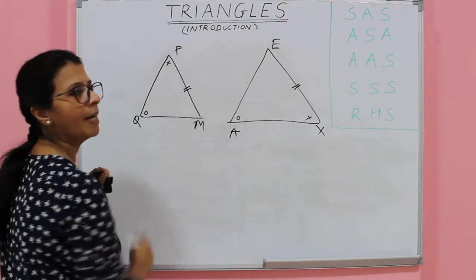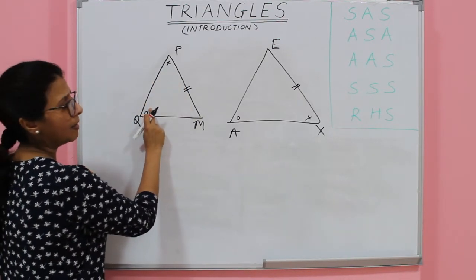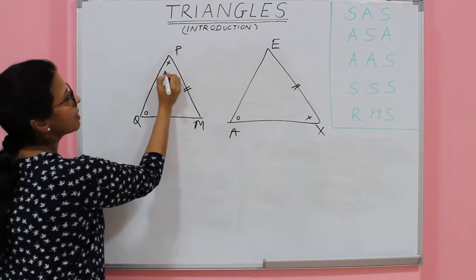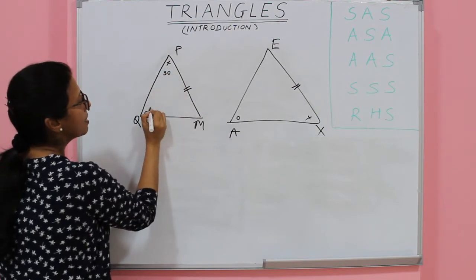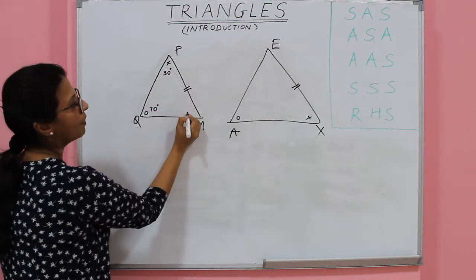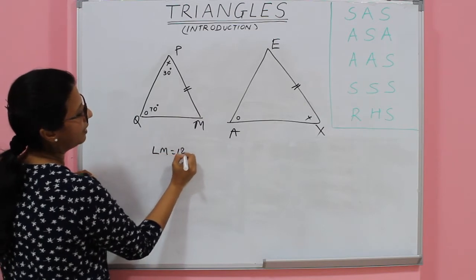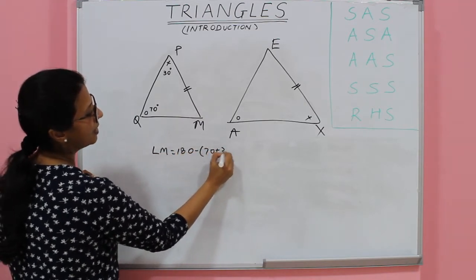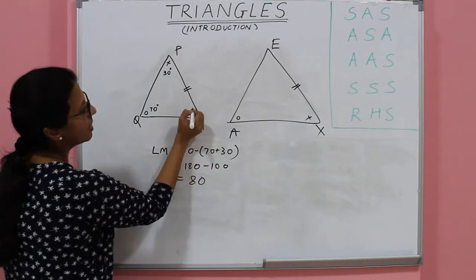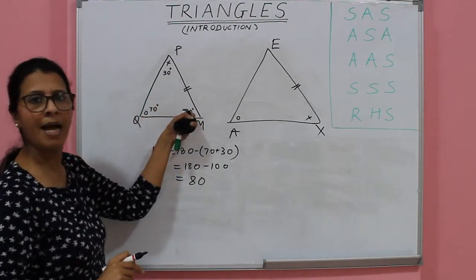If you see, we know the angle sum property. What is my angle sum property? This plus this plus this is going to give me 180, correct? Suppose this was 30 and this was 70. What will this angle be? Angle M is going to be 180 minus (70 plus 30), which is 180 minus 100, which gives me 80. So if this was 30 and 70, this angle is 80 by angle sum property.